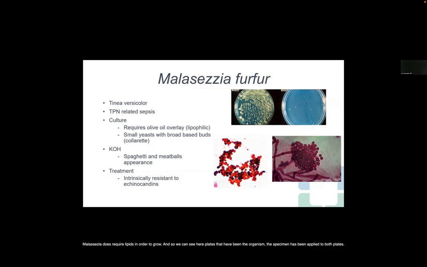Malassezia does require lipids in order to grow, and so we can see here plates where the specimen has been applied to both plates, but the plate here on the left has an olive oil overlay, which provides that lipid content that's necessary in order for Malassezia furfur to grow. If we were to look at it under the microscope, what we see are small yeasts that have broad-based buds. I think the best examples are shown here. And you can kind of see this collarette between the two yeast forms there.